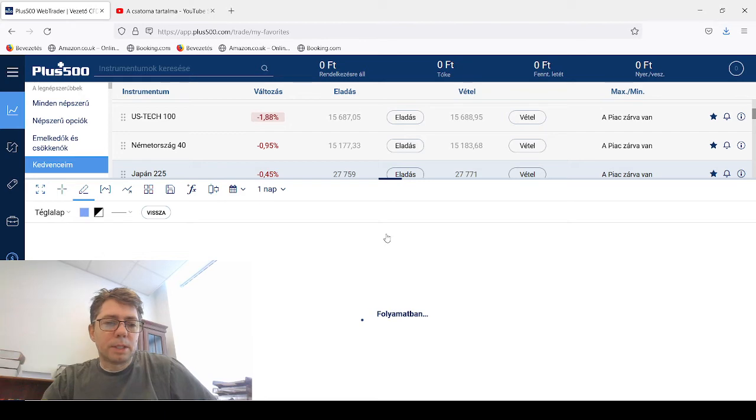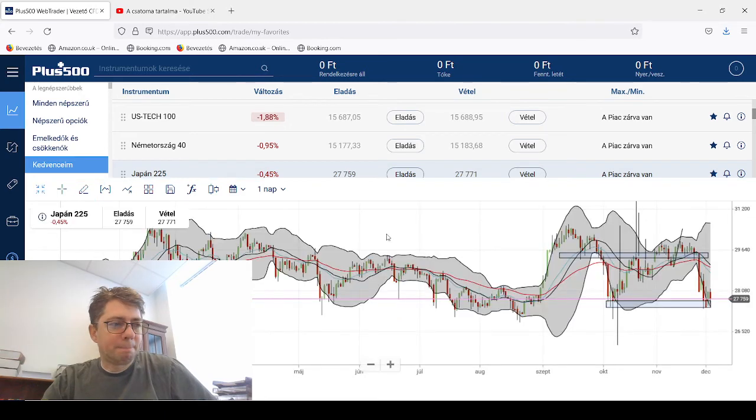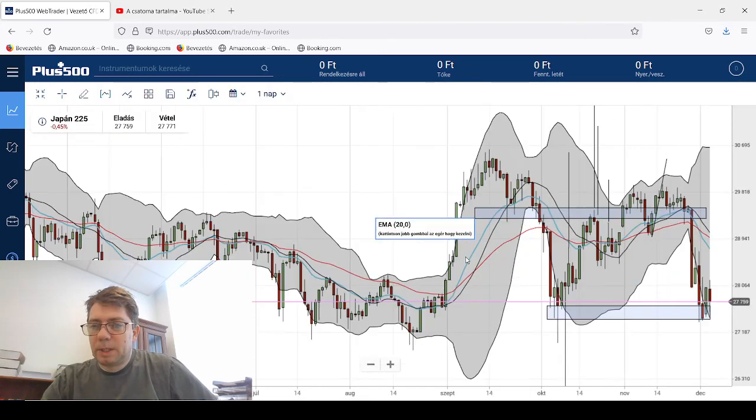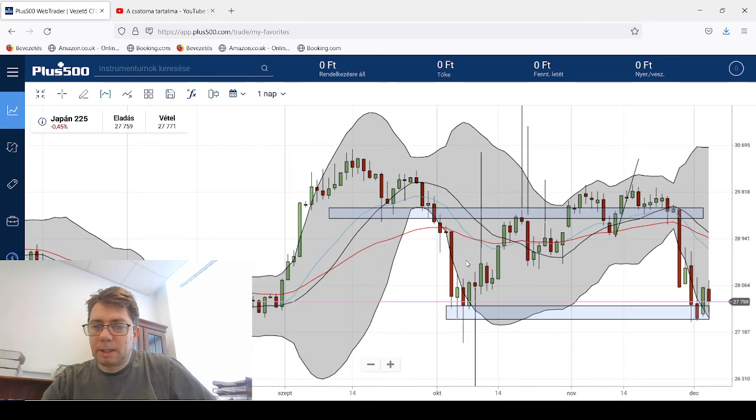Japanese index Nikkei. Here we go, so there's the Japanese index. Here we also have a support area. We are spending some time above it, so we can turn around anytime and go towards the 50-day EMA. Let's hope we don't break below there. We can have wicks, but if the body candle closes below this area, that's a bearish sign.